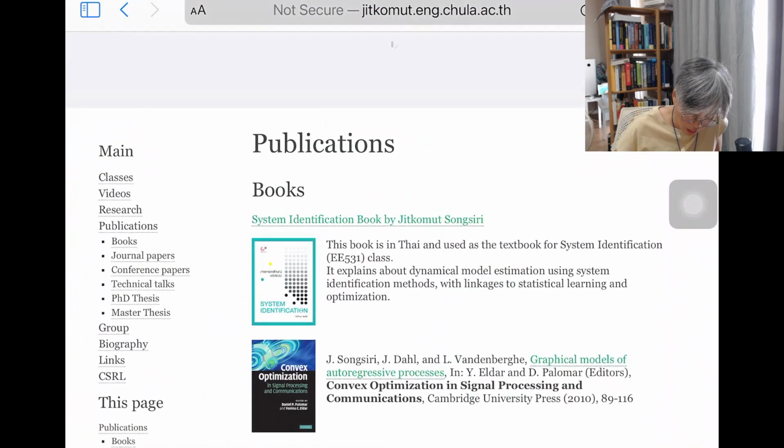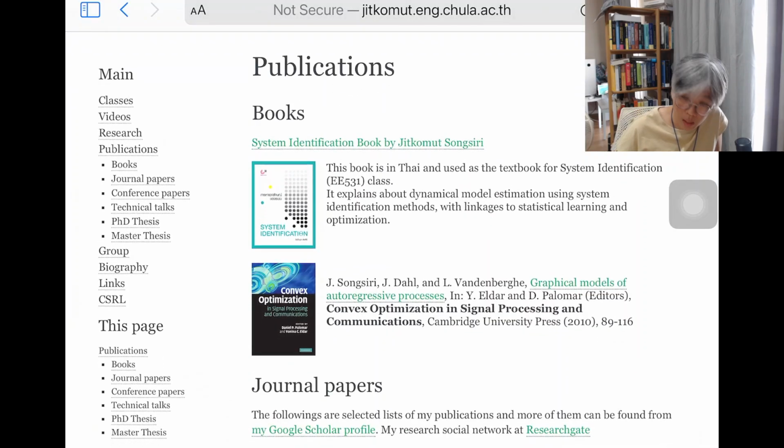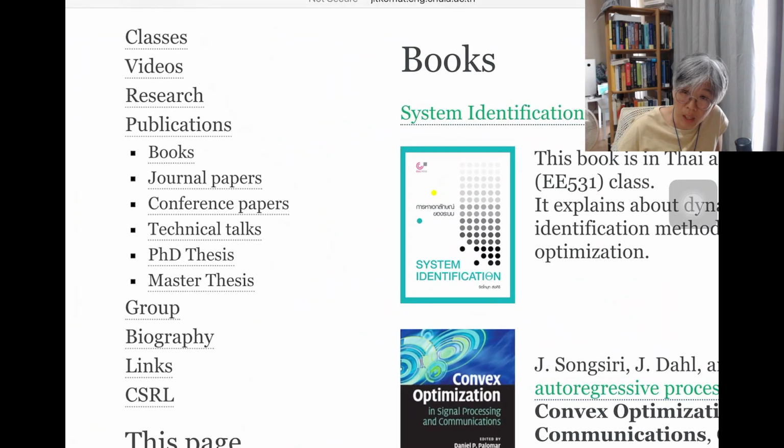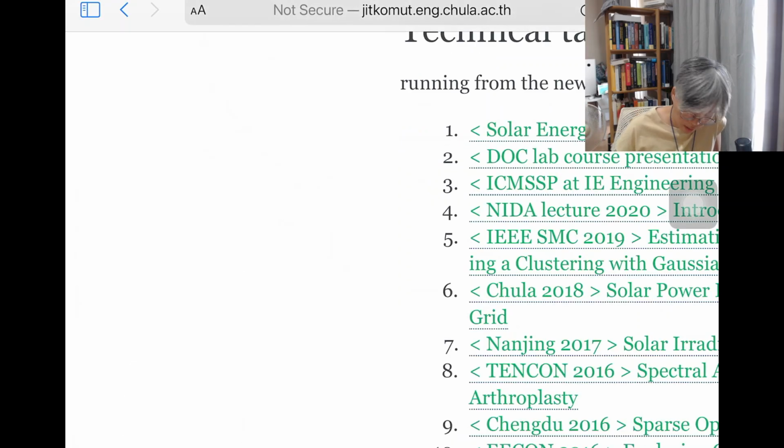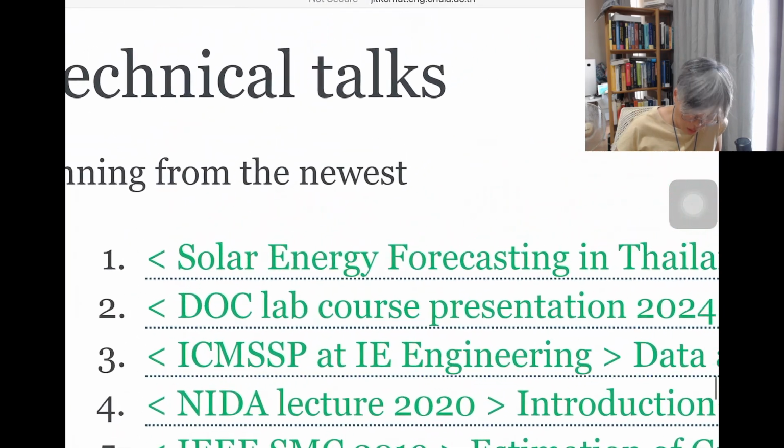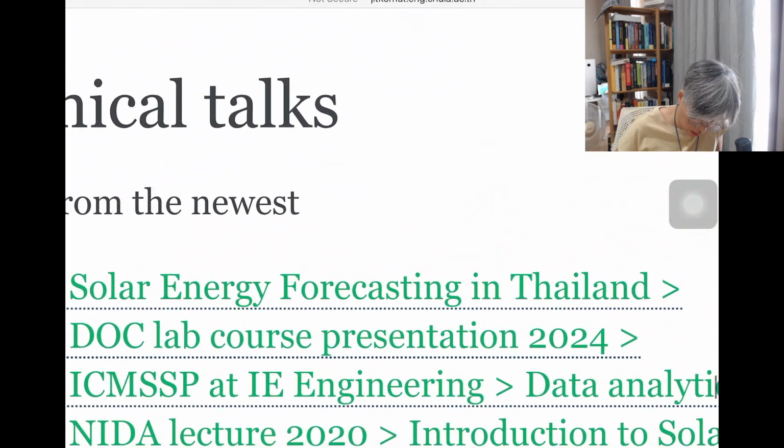slide, go to the publication section and go to the technical talk section, and it's going to be the first one, solar energy forecasting in Thailand.